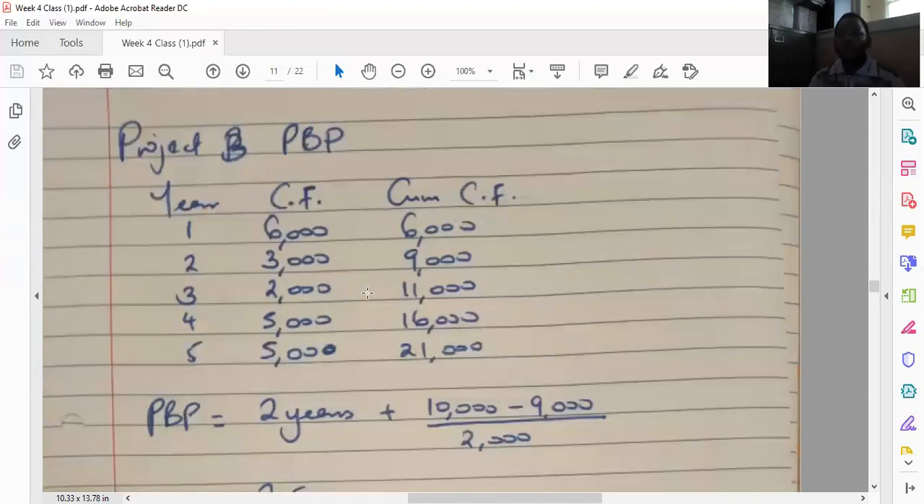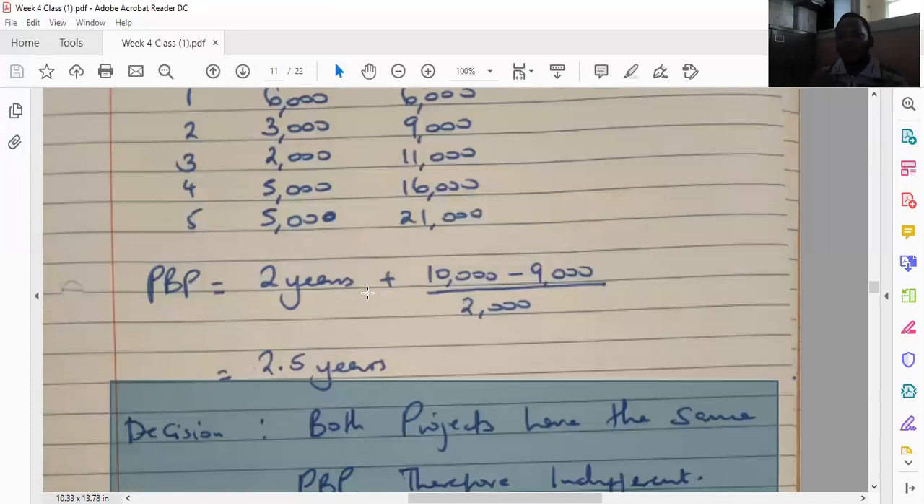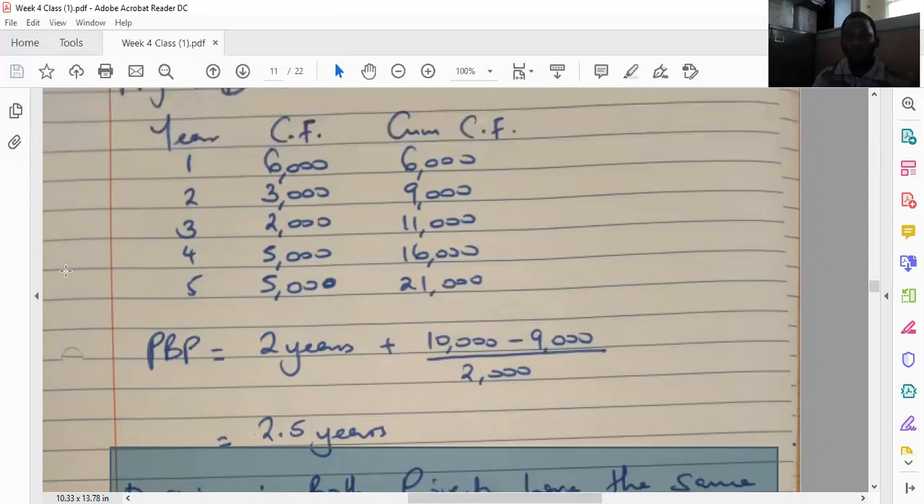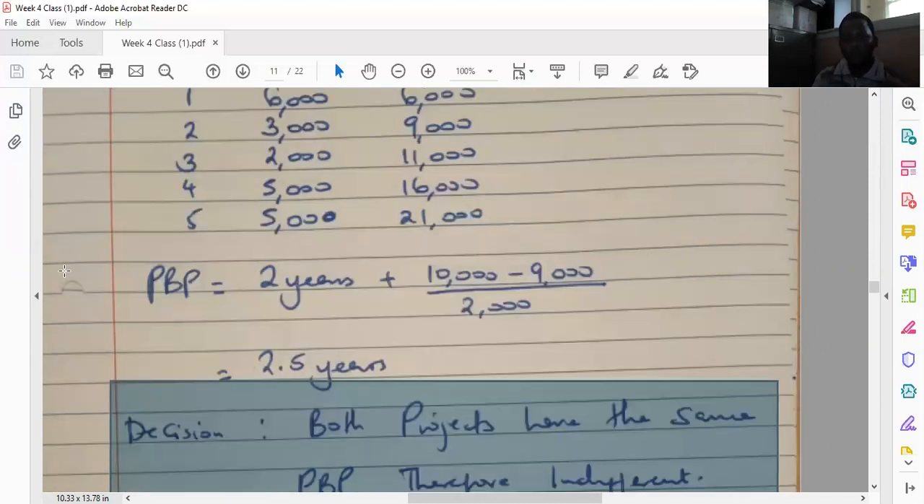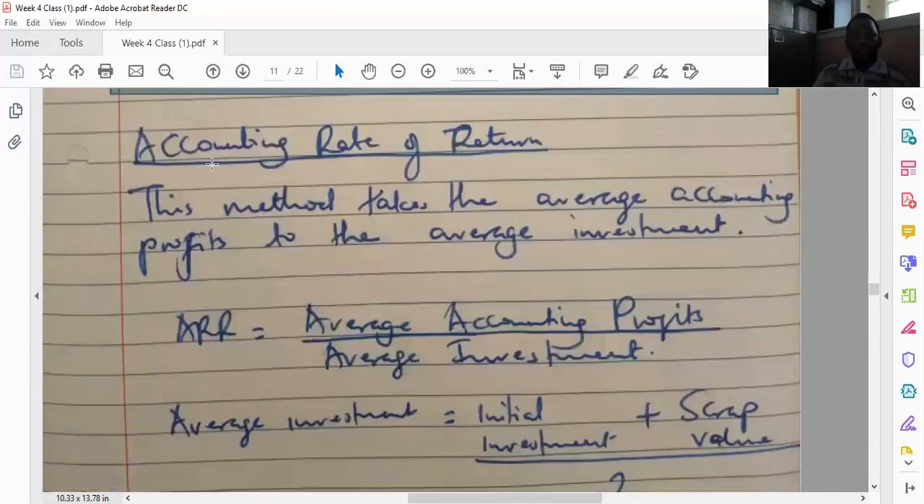So the cash flows may start declining after the payback period. The business may be making losses after the payback period, but PBP ignores that. So the major problem with the PBP is that it ignores after payback period cash flows. We move on to the next capital budgeting technique.